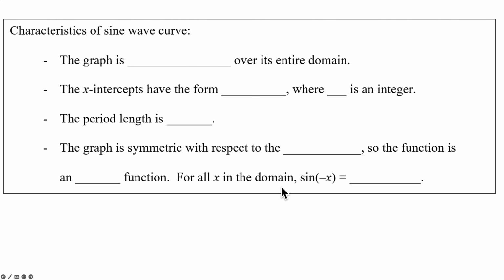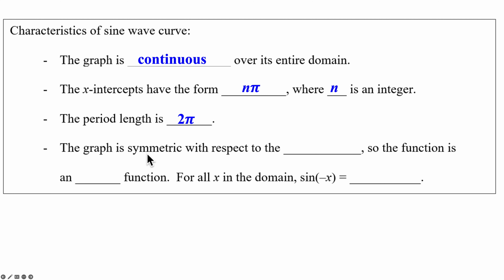So your characteristics of the sine curve: the graph is continuous over its entire domain. The x-intercepts have the form of n pi, where n is an integer. So again, you'll see n's here and you'll see k's. N and k are very popular variables to represent an integer. So your x-intercepts were at 0 pi, 1 pi, 2 pi, 3 pi, 4 pi, or -1 pi, -2 pi, -3 pi. The period length went from 0 to 2 pi, so that's going to be 2 pi for the period length.